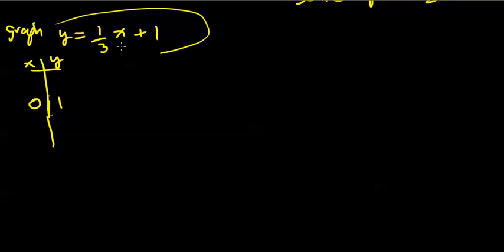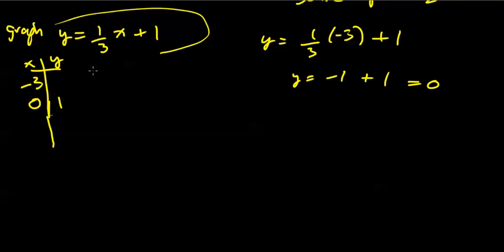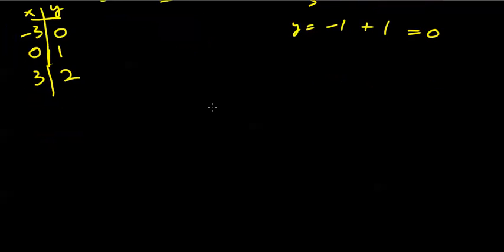Well, let's pick another multiple of 3. For example, minus 3 is a multiple of 3. If x is minus 3, let me write this down. I can easily solve for the corresponding y. A third times minus 3 is minus 1, and minus 1 plus 1 is 0. So when x is minus 3, y is 0. And similarly, when y is 3, well, I'll do this in my head, 3 times a third is going to be 1, and 1 plus 1 is 2. So I can easily graph this line equation now.